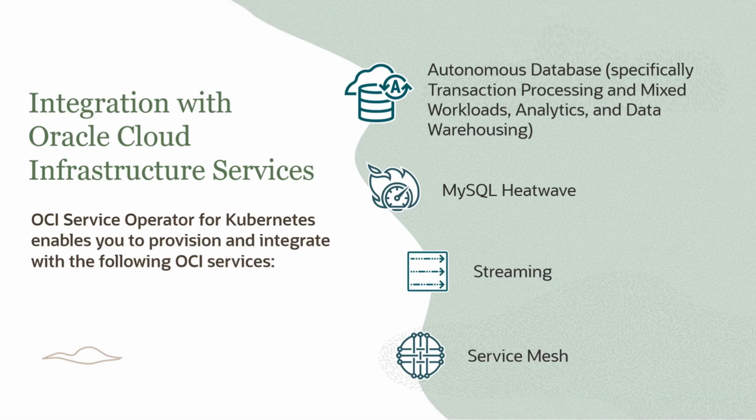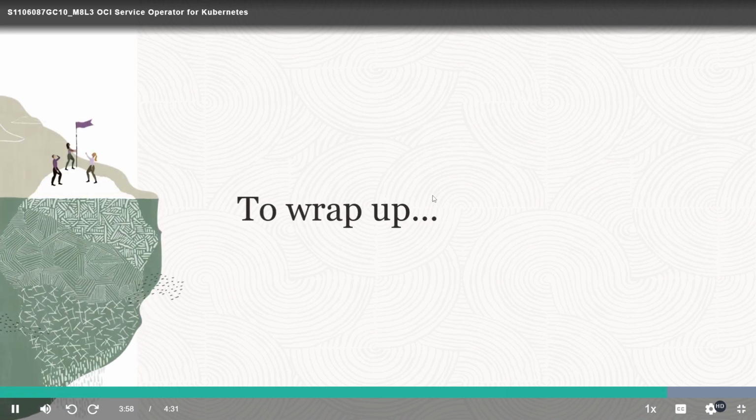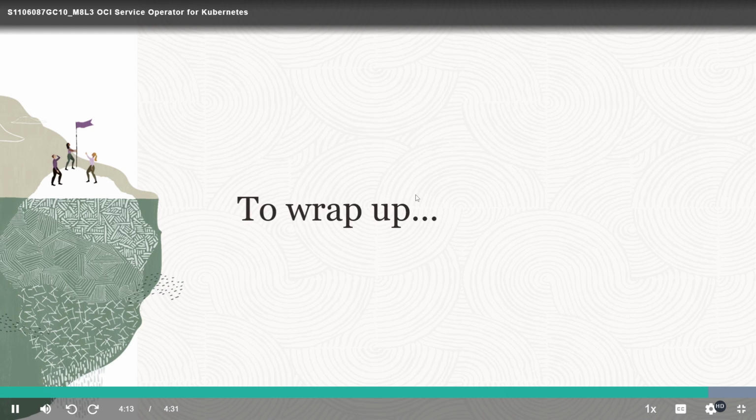The OCI Service Operator for Kubernetes serves as a versatile bridge, seamlessly connecting your Kubernetes clusters with these powerful Oracle Cloud Infrastructure services. In summary, integrating OCI Service Operator for Kubernetes into your clusters streamlines the management and interaction with OCI services. With automated provisioning and seamless Kubernetes native integration, you can effortlessly leverage powerful services like Autonomous Database, MySQL HeatWave, streaming, and Service Mesh within your Kubernetes deployments.